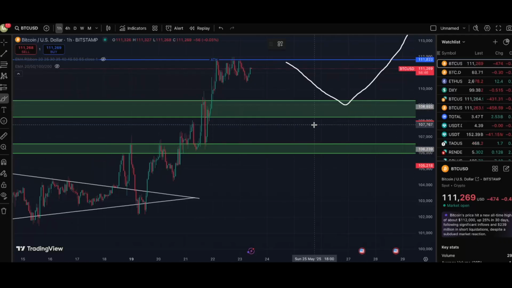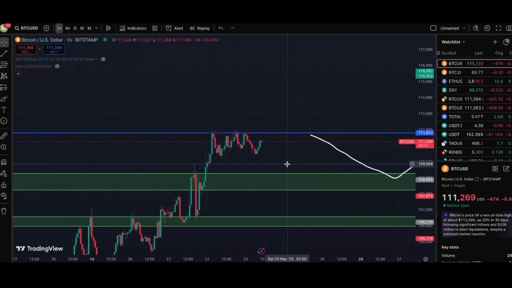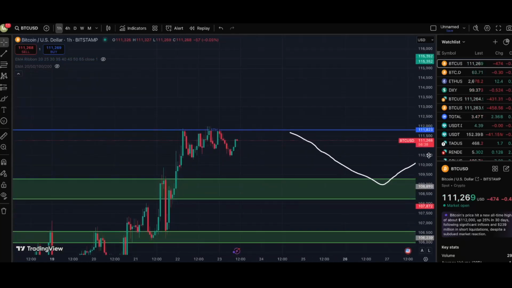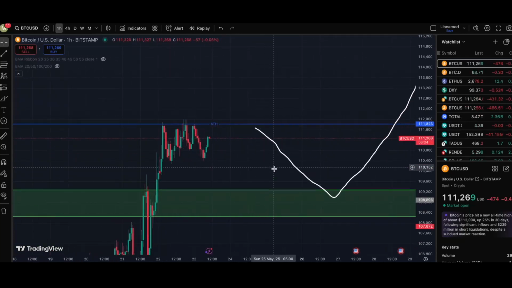But let's go back to the Bitcoin chart, because the next major level is definitely the all-time high. When we get closer to the all-time high, I definitely expect a rejection down to $109,000 to $108,000. So if you have trades in Bitcoin open, take some profits there and re-enter a little bit lower when we get the rejection.